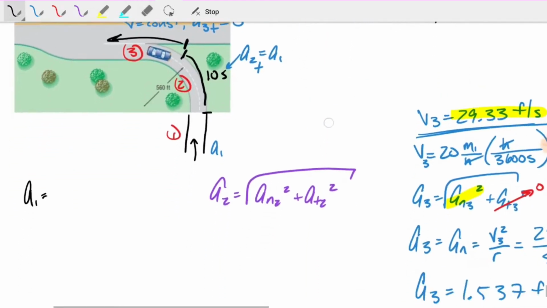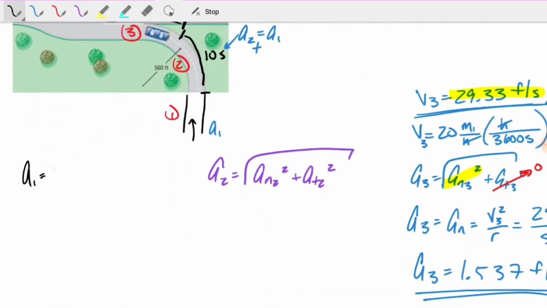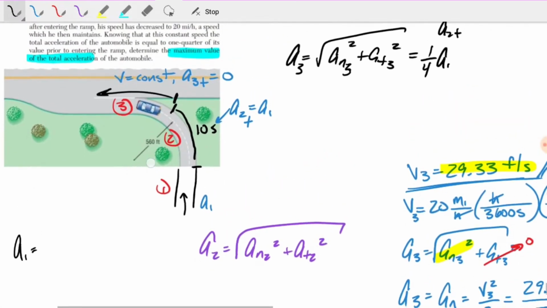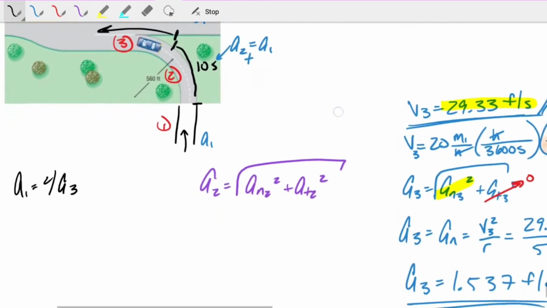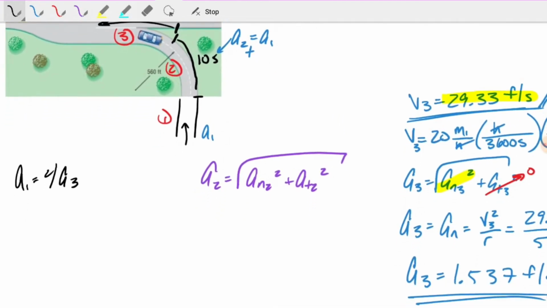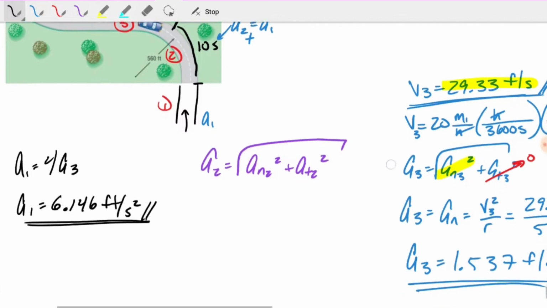So if you rearrange the algebra, A1 is going to be 4 times A3. All right. I know A3 is 1.537, so A1 has to be, let's see, times 4, 6.146, and that's going to be feet per second squared. So I know A1. Mind you, because he's not moving in a circle for A1, that's just going to be it for him. And now that being said, I can go to A2 like this.